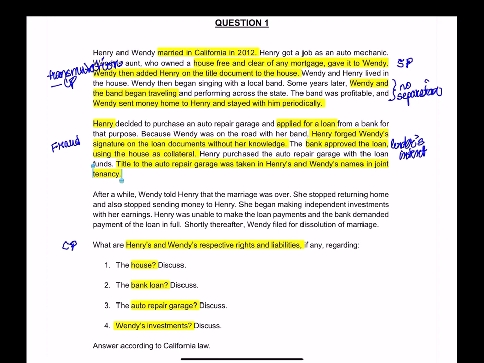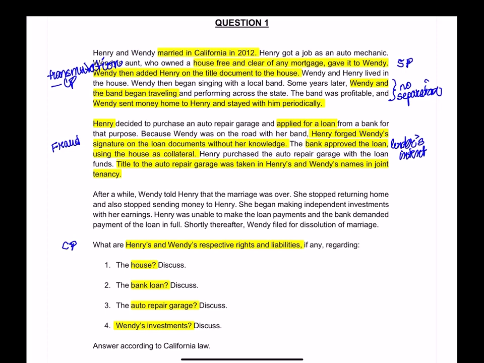By title, it's community property. But form of title is not conclusive. Interest is the key. Here, it was purchased with community funds, and the collateral used was community property. It's a community asset. So she has a 50% interest in that repair garage. But he has committed fraud. So we will see what happens in the next paragraph. But those are the issues, the main issues I see in these facts. The bank loan, who has rights and liabilities? Well, as it stands now, they would both be liable.